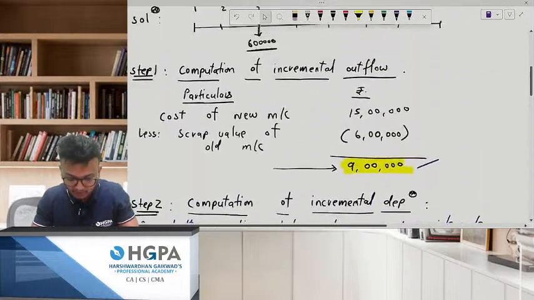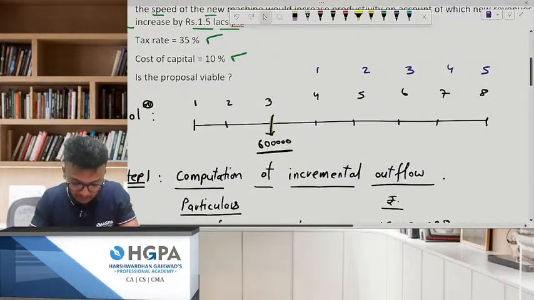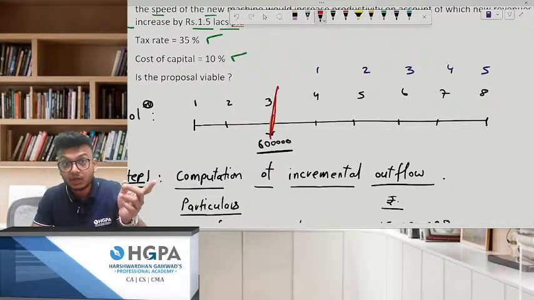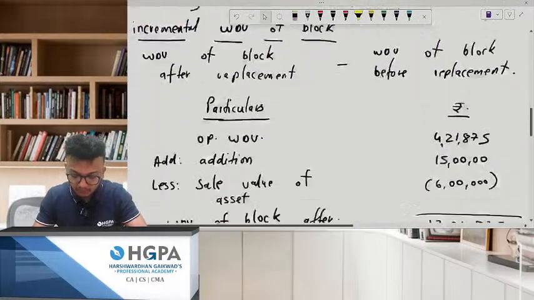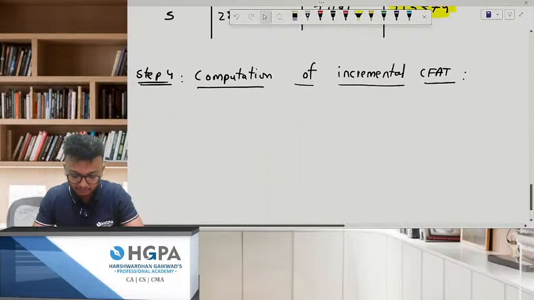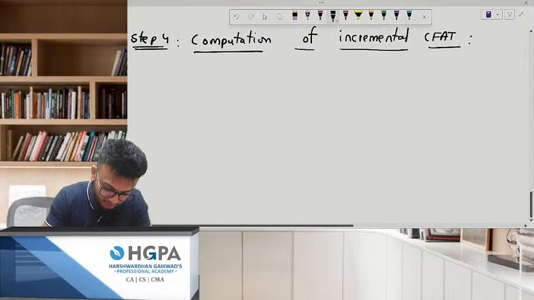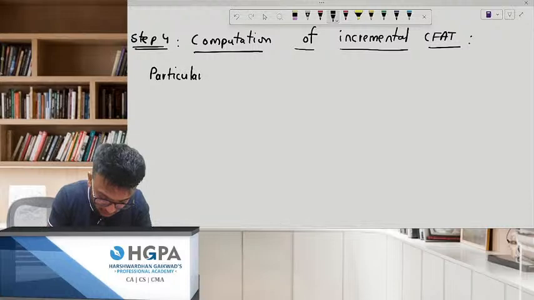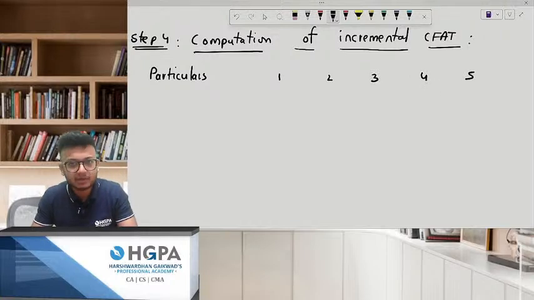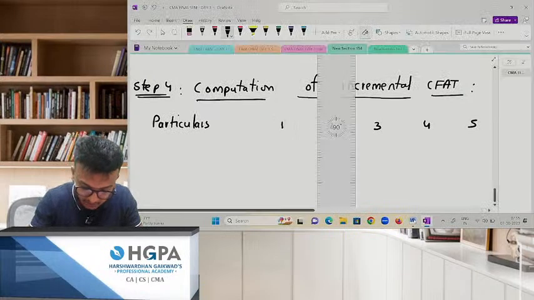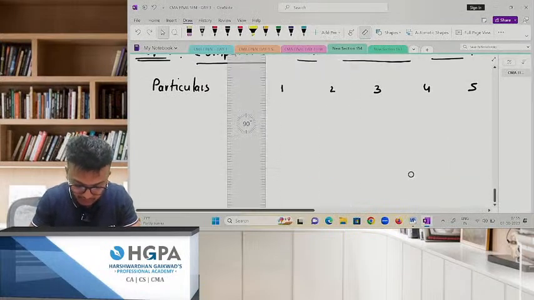See, this was the timeline. 3 years are already gone. You are left with 5 years. The new asset also has 5 years, and the old asset also has 5 years. So the table will be put together for 5 years. Particulars, and next 1, 2, 3, 4, and 5. As simple as that. Presentation is very important. Let time go, but presentation has to be done properly.